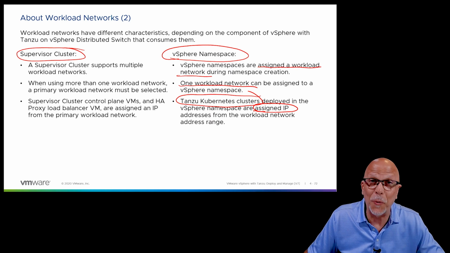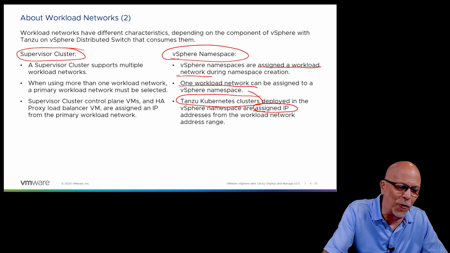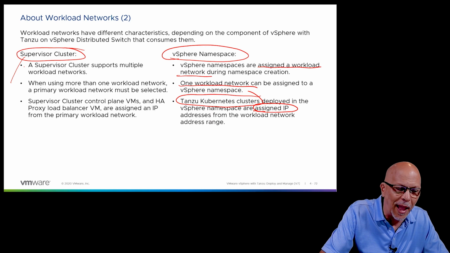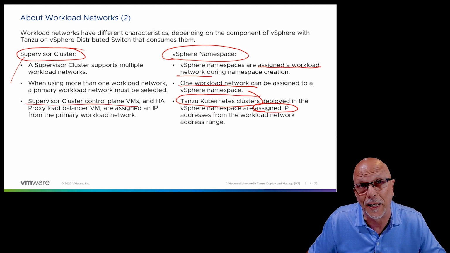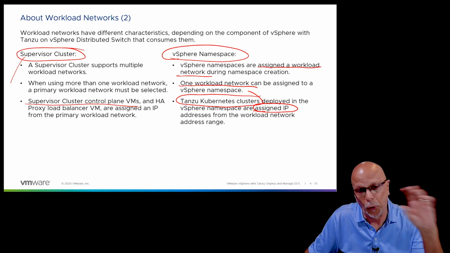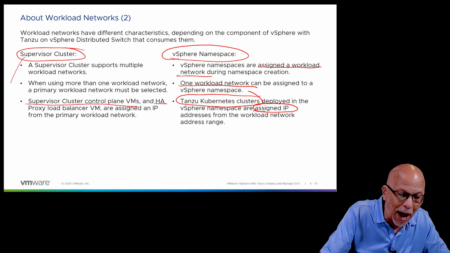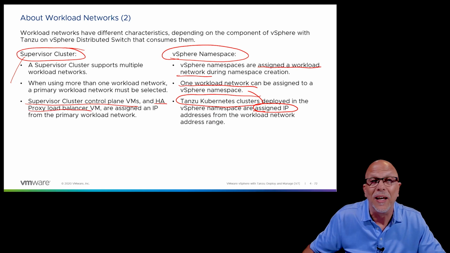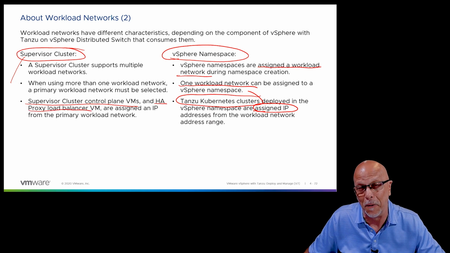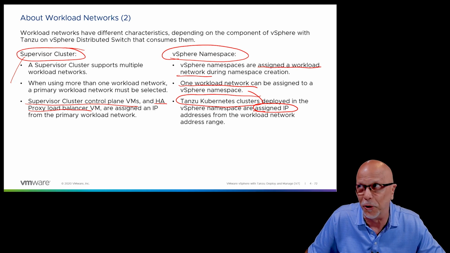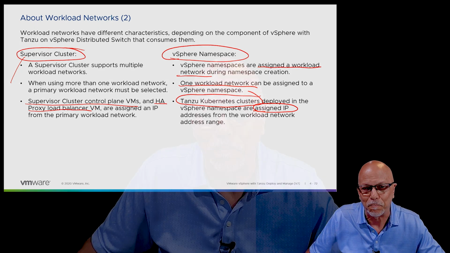The other way that we can use those workload networks is over here on the supervisor cluster, and that's where your supervisor control plane VMs would be plugging into that specific workload network, as well as the HA proxy load balancer is also going to be plugging in there. We'll give you a topology picture in a few more slides.